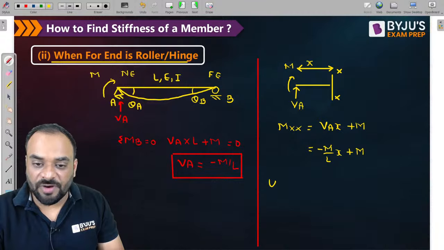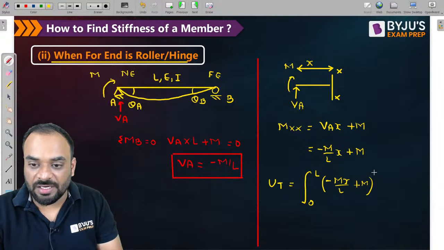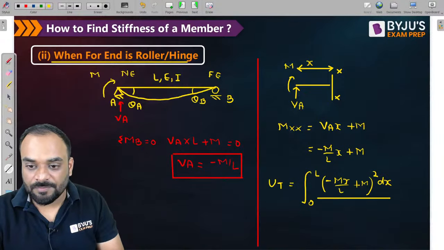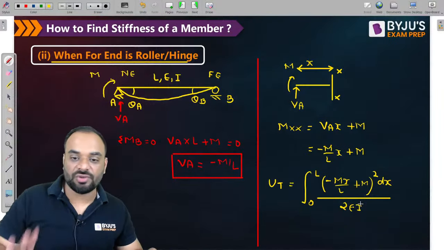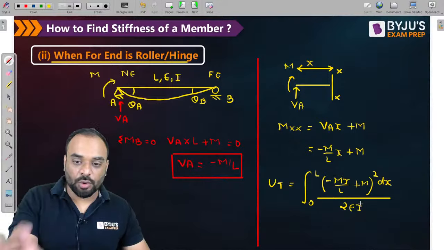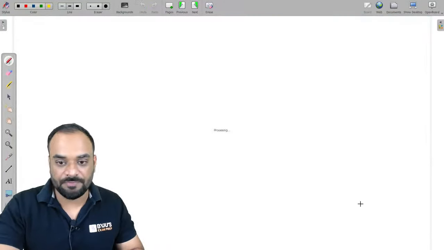Now guys, we will find out the total strain energy again. So total strain energy can be written as integral 0 to L of bracket minus M into x divided by L plus M, whole square dx divided by 2EI. Now again the same thing we will apply guys, Castigliano's second theorem. We'll take the derivative or first partial derivative of the total strain energy with respect to M so that we can find out the value of theta A.